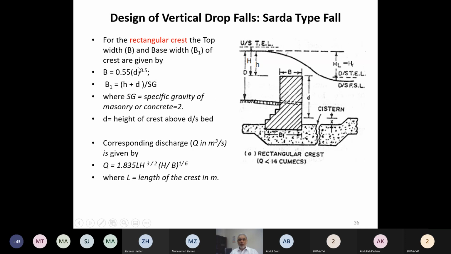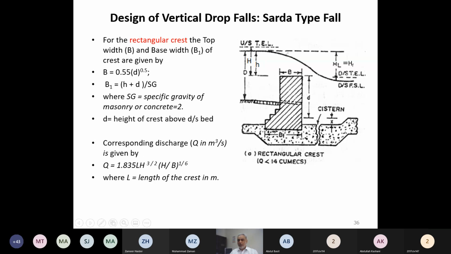Whenever there are empirical formulas, you cannot utilize them across all the units. For a certain kind of unit, certain numerical coefficients have been utilized, so don't use it for other kinds of units. These are for SI units, so depth will be in meters. Then B will be in meters through this formula, 0.55 d power 0.5. Small d is the height of the crest with respect to the downstream bed.